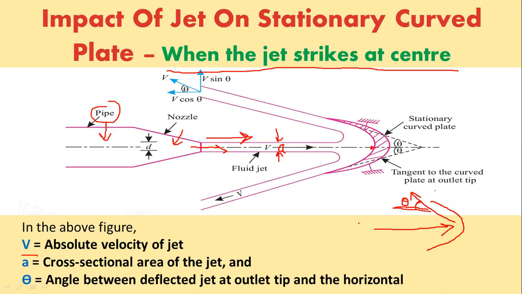Now, if you remember for the last type, that is the inclined jet, what was the theta? Here the theta was the angle between the jet and the inclination of the plate. But in this case, what will be the theta? It will be the angle between the deflected jet and the horizontal. So you just have to remember these minor points.